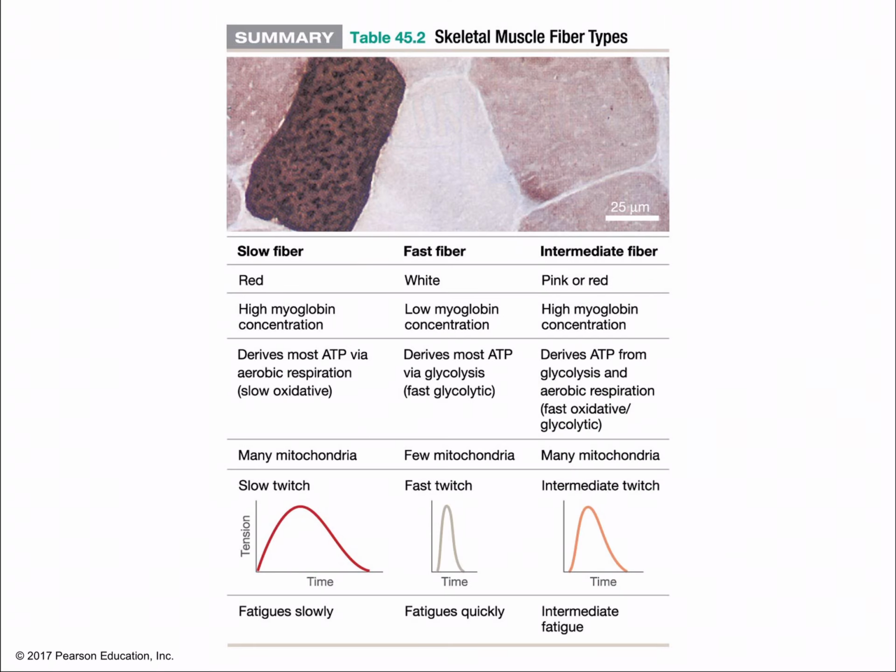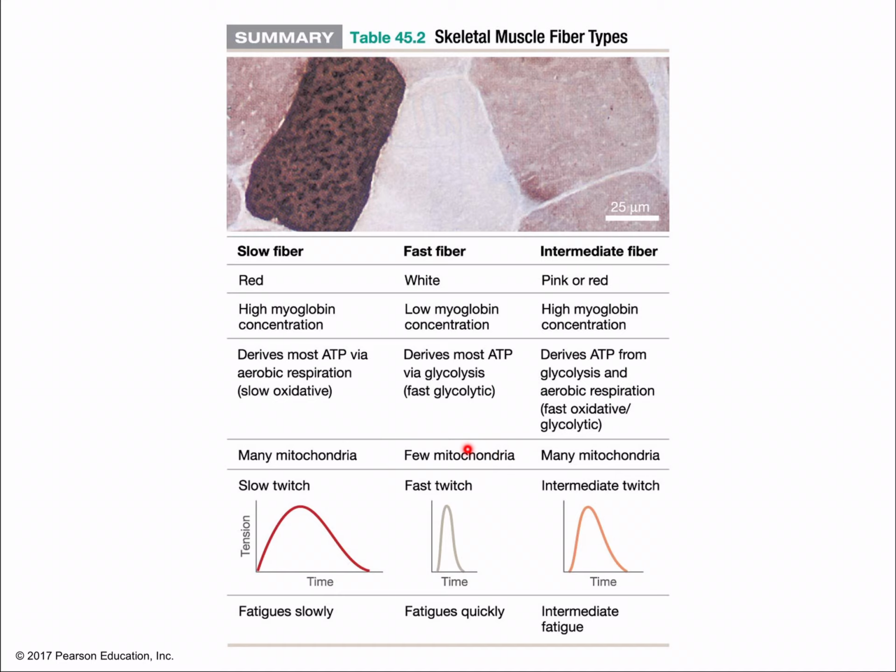All right, so here's a look at the three side by side. You've got your slow, your fast, and your intermediate, and you can tell the difference: the red, the white, and the pink or red, and that just has to do with how much myoglobin there is. It would make sense that your slow fibers, since they're doing a lot of cellular respiration, which we know is for longer periods of energy, would have many mitochondria, whereas few in fast fibers, and then the intermediate also have many mitochondria, even though they don't just rely on them.